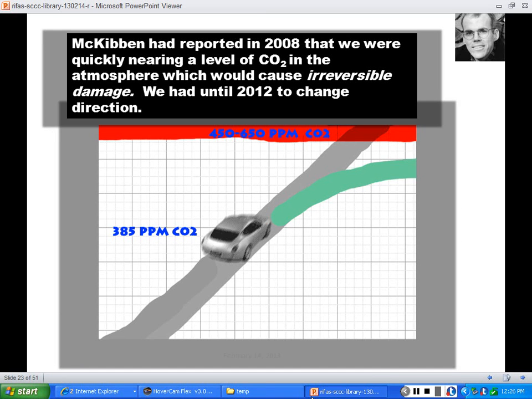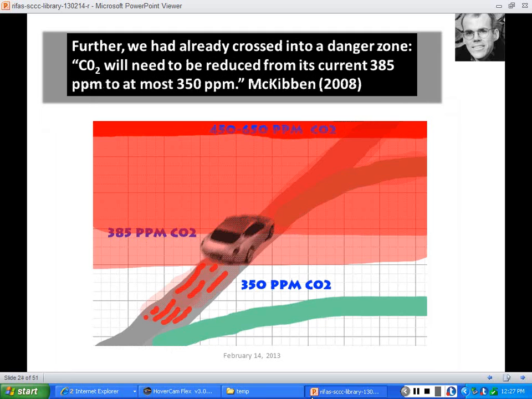So there's the car. At that time we were at 385 parts per million and trying to change direction before hitting 450. The second part of his argument was that actually, according to new calculations, that danger zone that we thought was still coming up, we're actually in it. It started at 350 parts per million. And so he organized a group called 350.org that year to try to organize people around this issue.